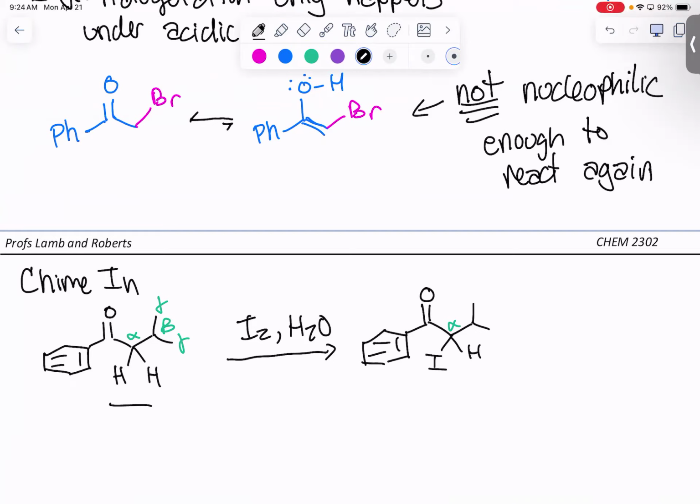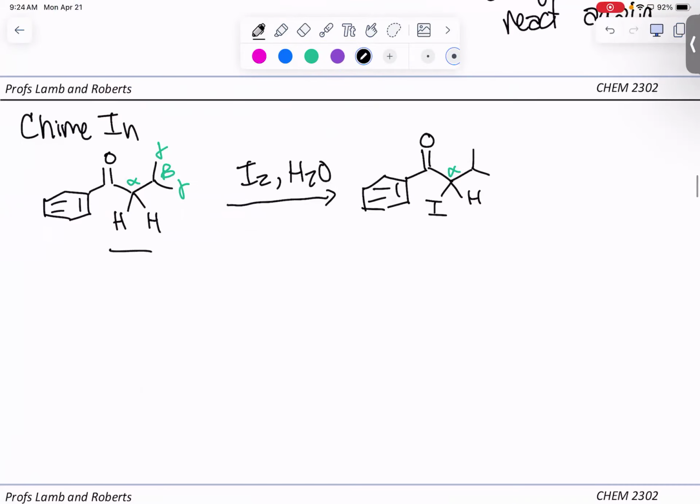So, we can always think about the alpha halogenation, making sure that makes sense to us. And then let's think about the enol isomer that actually serves as our nucleophile. So this is going to be what's actually serving as our nucleophile. We see that there's just a single H there.